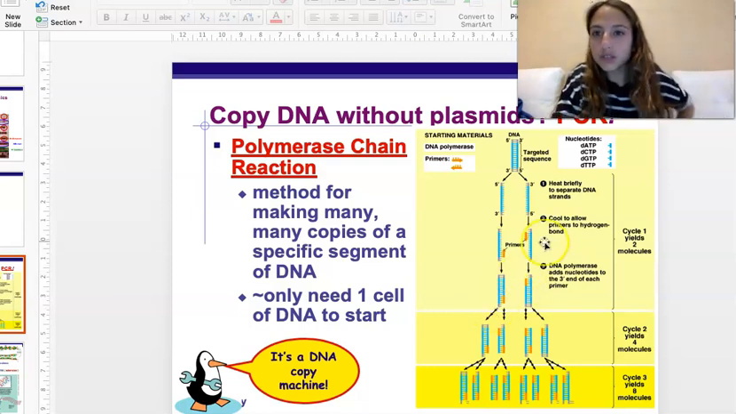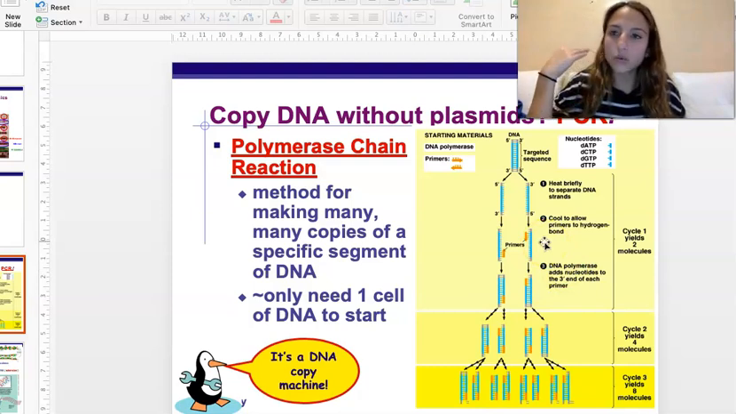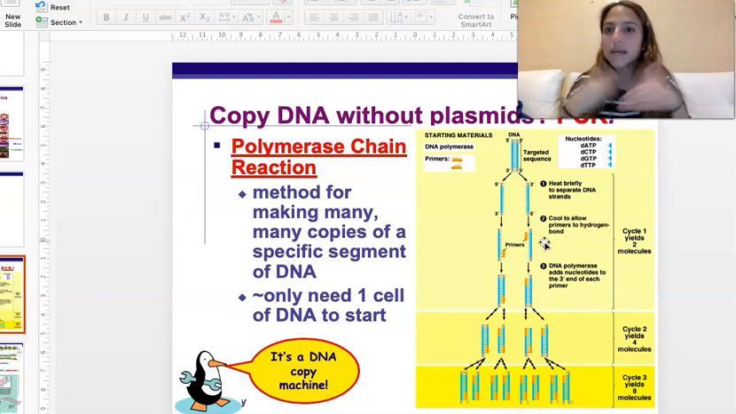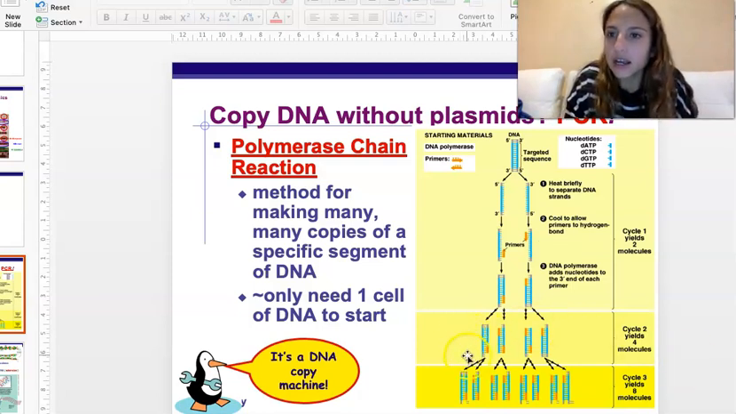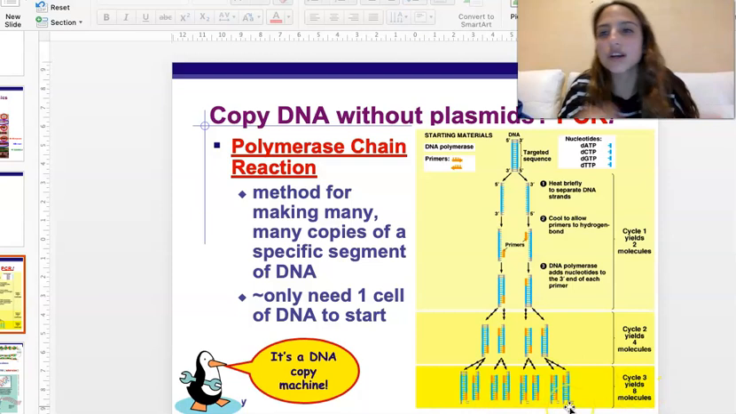Okay, so we do these warming up, cooling down, warming up, cooling down cycles many times, because every single time that we are creating the cycle, we are creating new replicates. So in cycle 2, for example, it yields 4 molecules, but in cycle 3 it's going to yield twice as much, 8 molecules, and we're going to do this for as many cycles as we can.